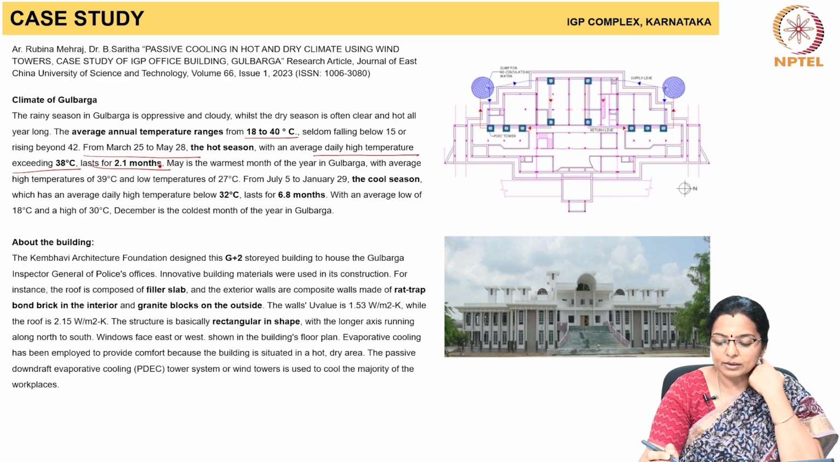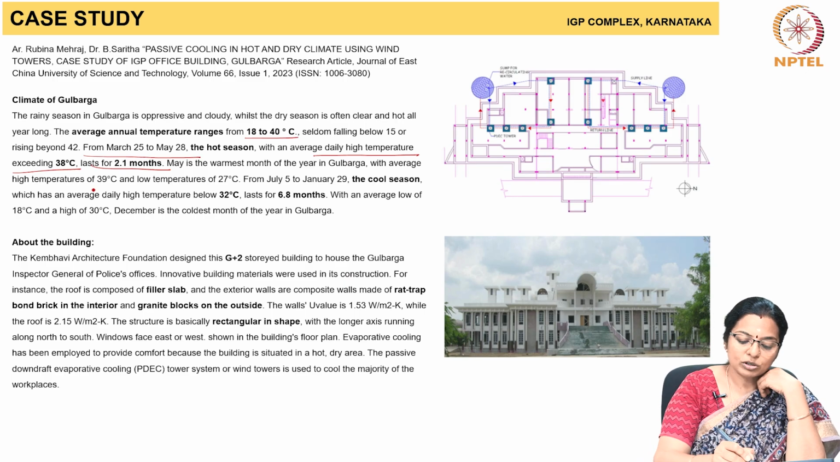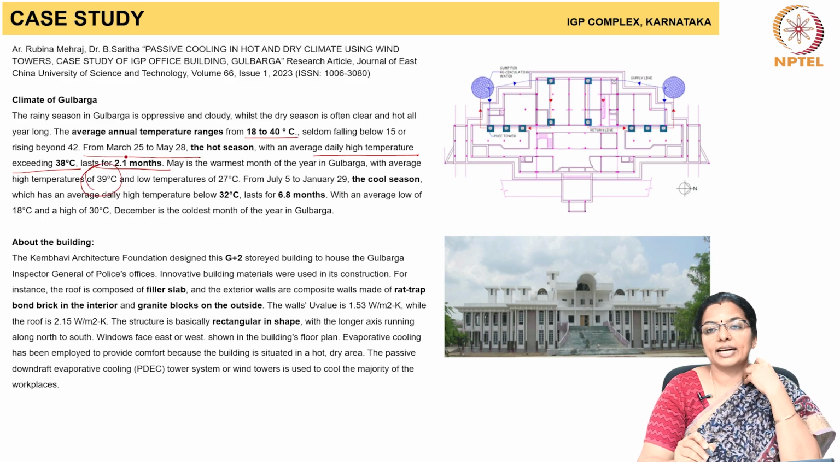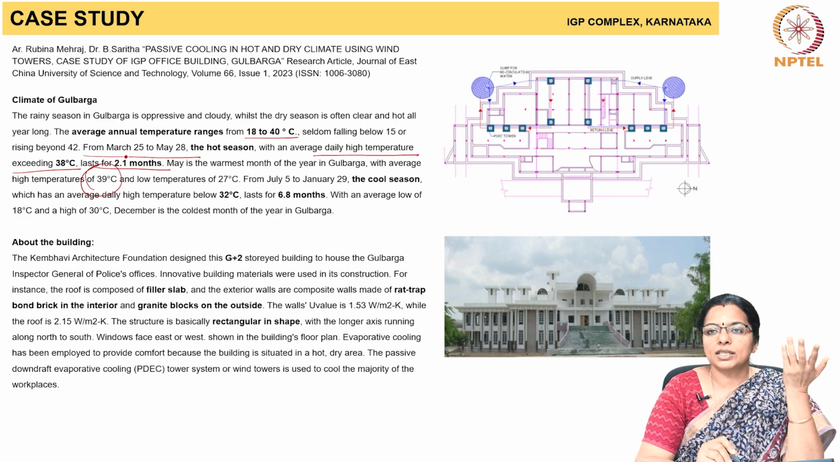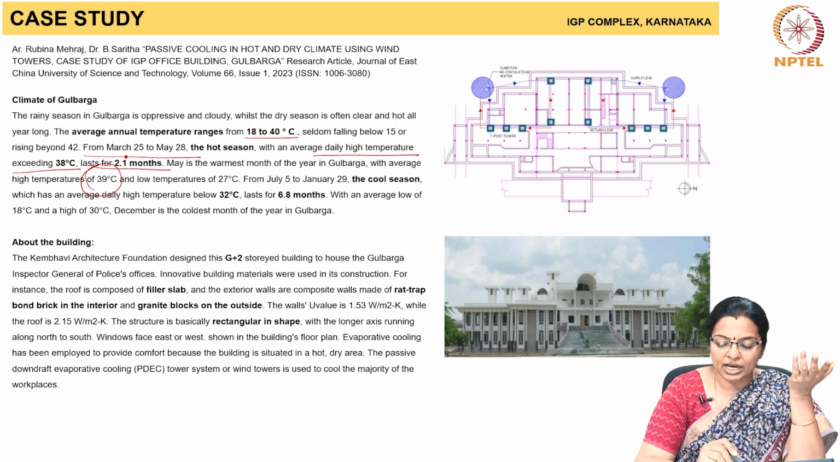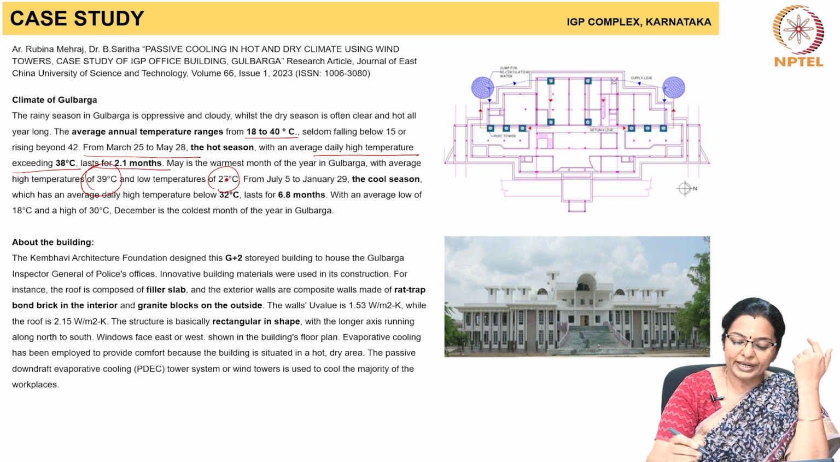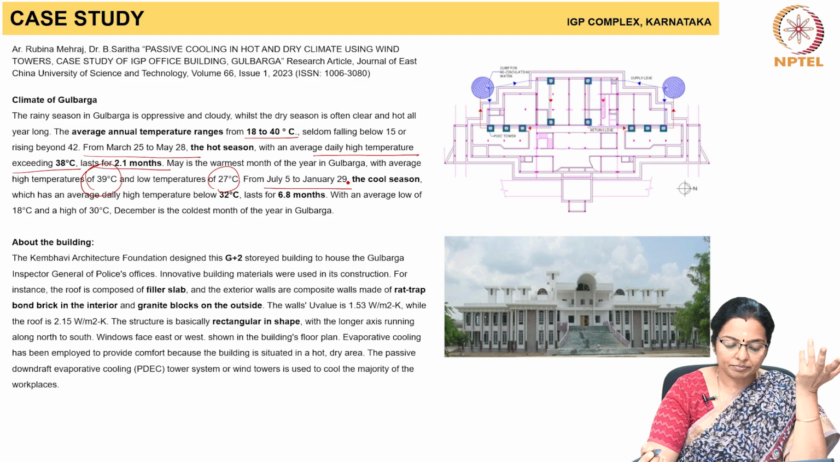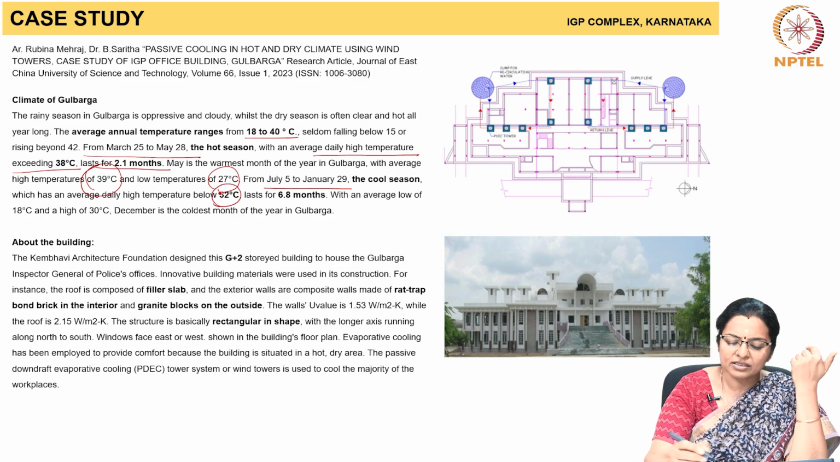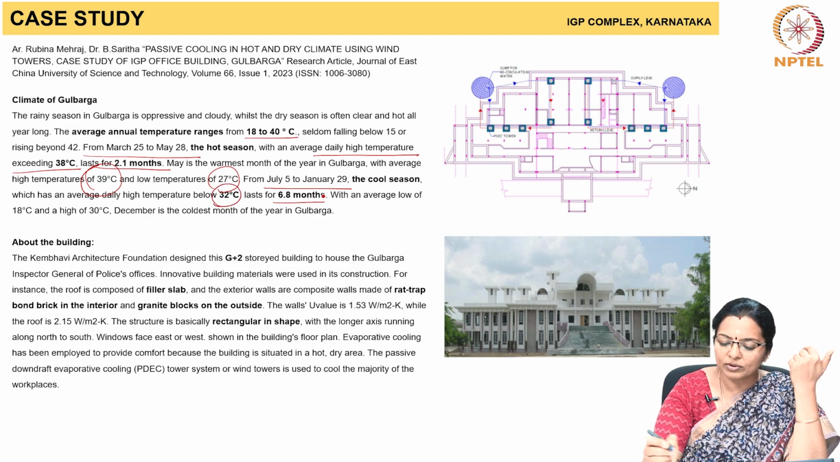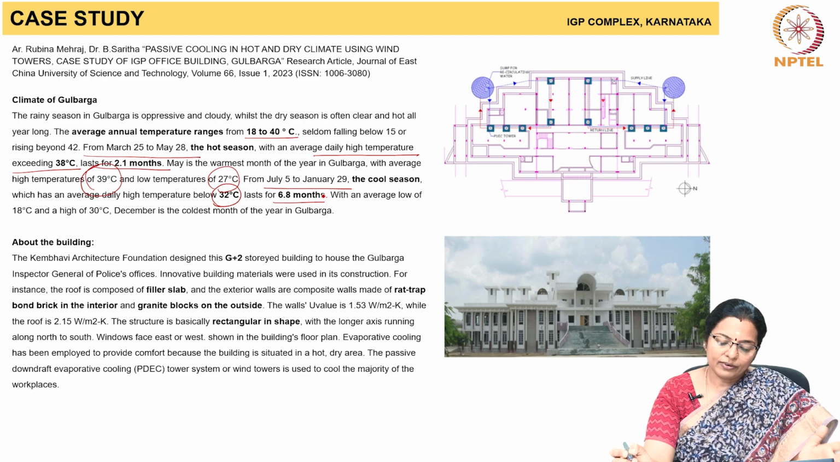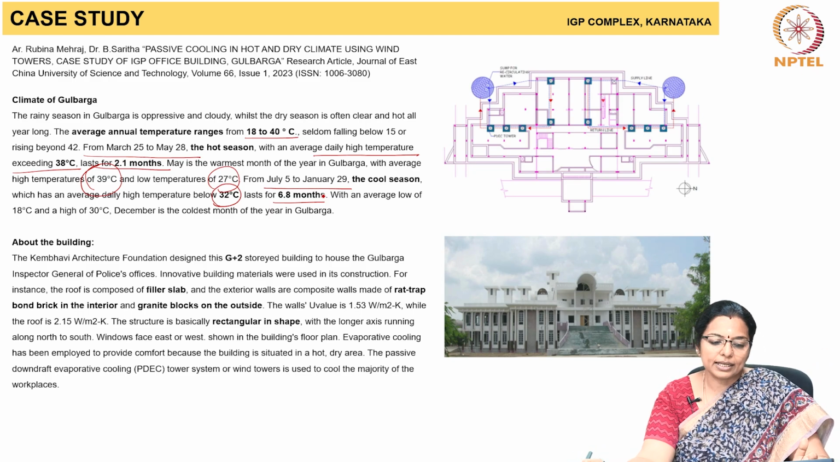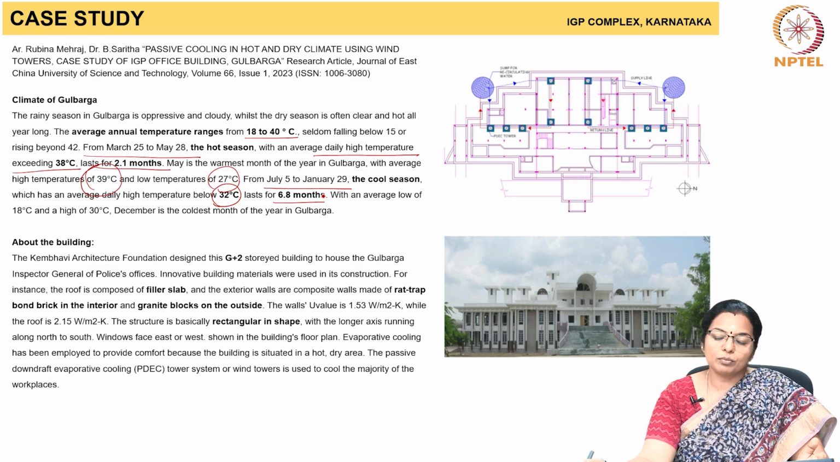May is the warmest month of the year in Gulbarga because the average temperature itself is 39 degrees centigrade. So, there is every chance that the maximum temperature is much higher. It goes to around 45 degrees, and the low temperature is 27 degrees. July to January is a cool season, but still the average temperature is 32 degrees centigrade and it lasts about 7 months.